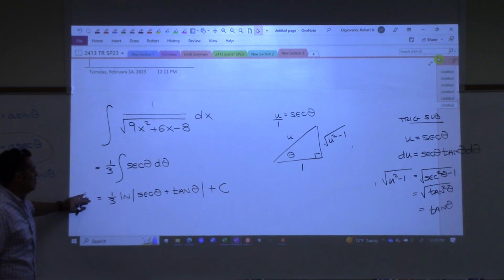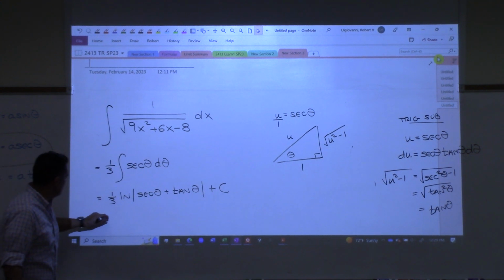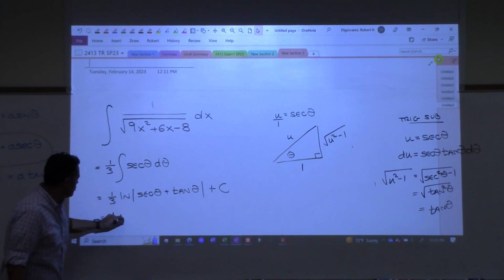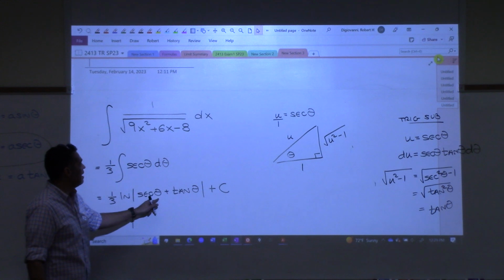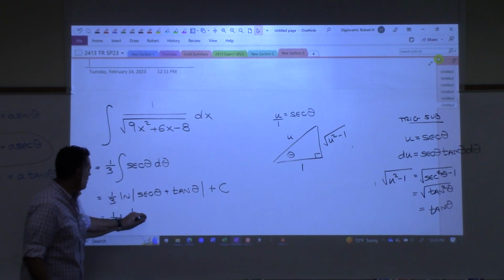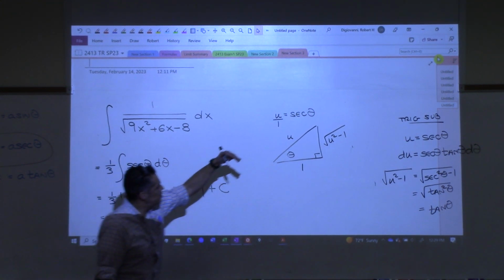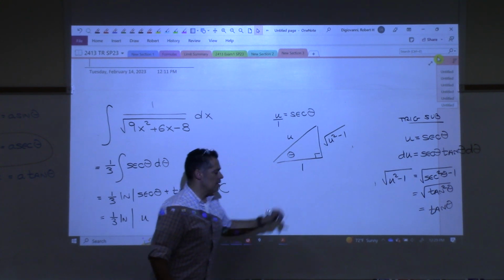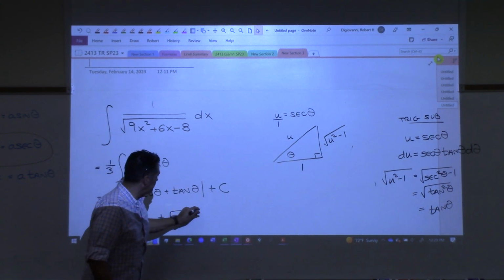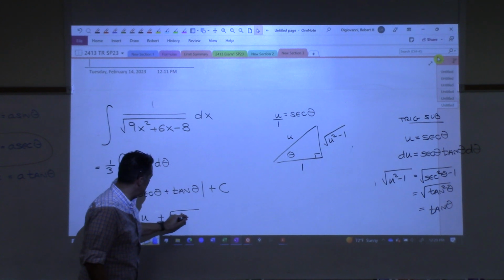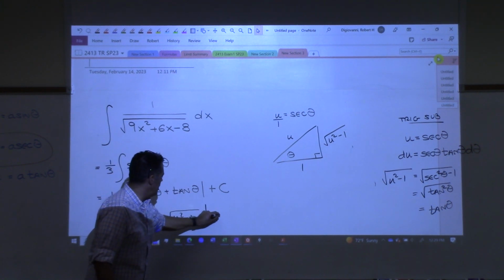And so I think I'm ready to put this together. This is going to be 1/3 natural log absolute value. Secant theta, that's u, plus tangent theta, which is this over this, so square root of u squared minus 1, close it, plus C.